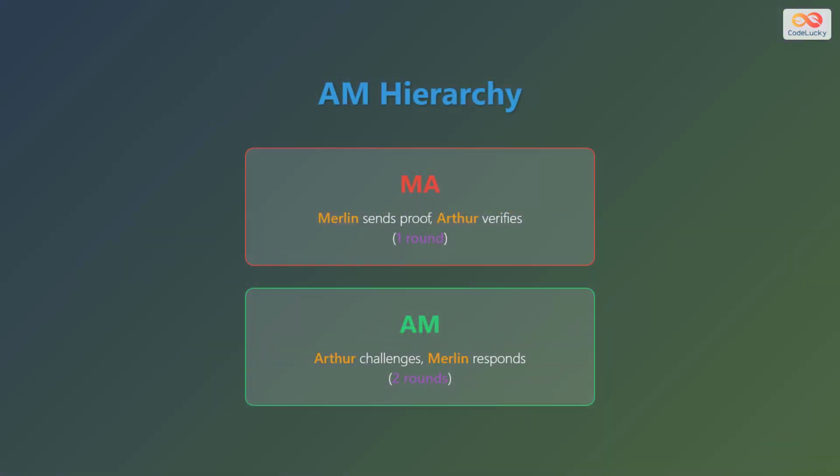The Arthur-Merlin complexity classes can be arranged into a hierarchy. At the base is the class MA, where Merlin sends a proof and Arthur verifies it in one round. Above that is the class AM, where Arthur challenges and Merlin responds in 2 rounds. This hierarchy represents the increasing complexity of interaction between the two parties.